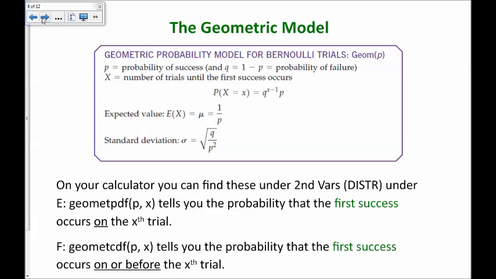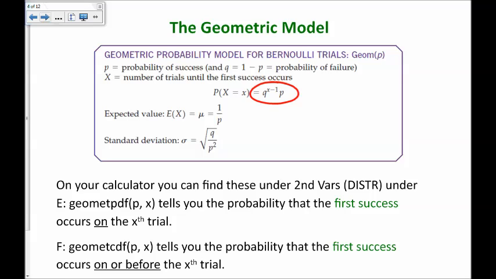So here is the geometric model. P is the probability of success, Q is the probability of failure, and X is the number of trials until the first success occurs. Okay? The formula is Q to the x minus 1 times P. Or in other words, we've had x minus 1 failures and then our first success.